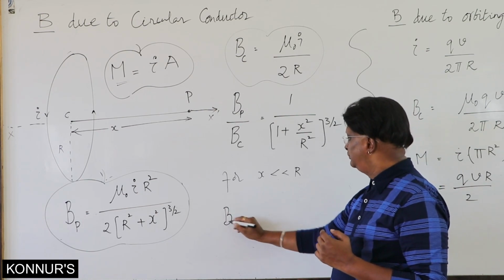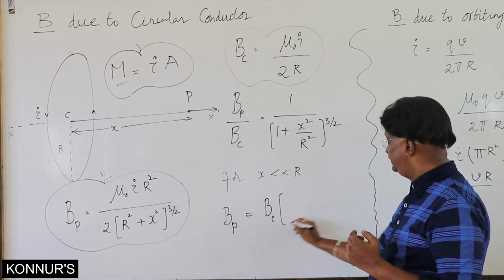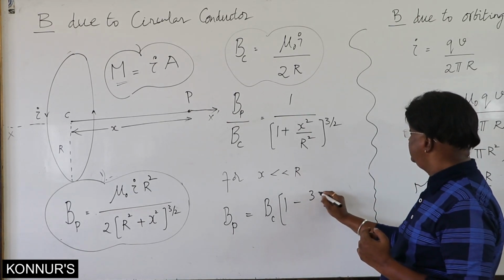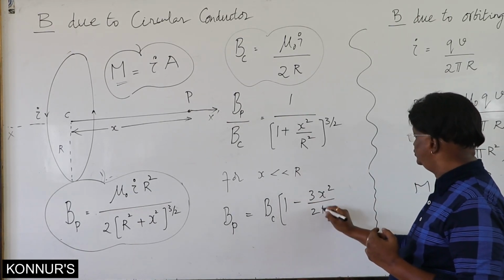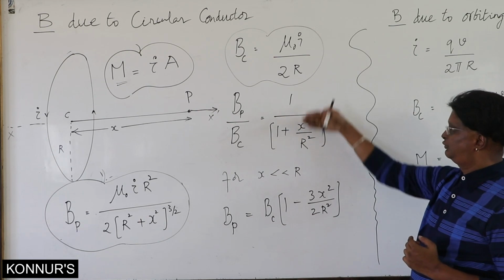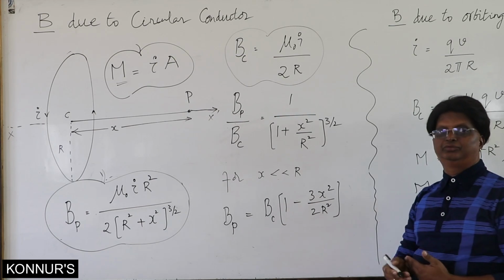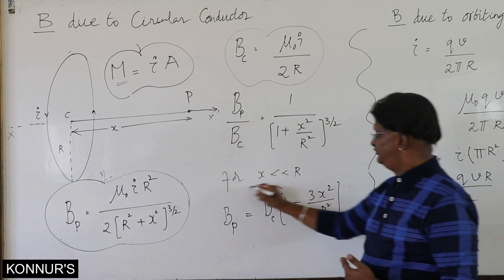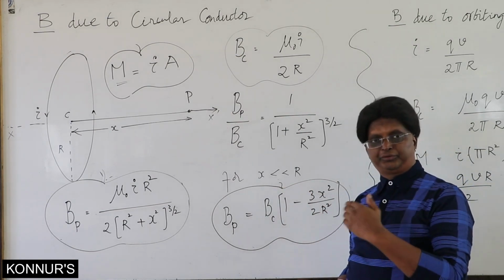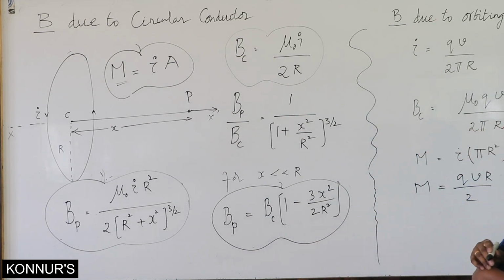Accordingly, the result will be B at P is B at C times 1 minus 3x squared by 2r squared. Because this 1 plus x squared by r squared, when raised to the denominator, becomes a negative power, minus 3 by 2. And then I have used that binomial approximation. So this one is also an important result. I will make use of this for doing examples in a shorter time. So this is how we have dealt with the case of a circular conductor.